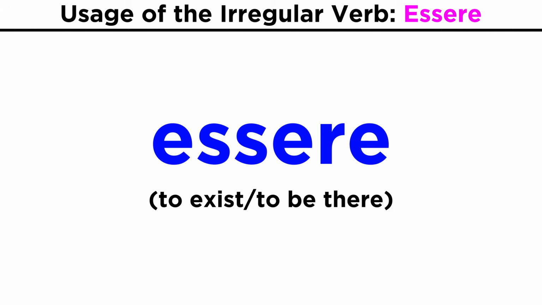Now that we know the forms of essere, let's see how they are used in a variety of ways. First, it can take on a meaning of to exist, or to be there.